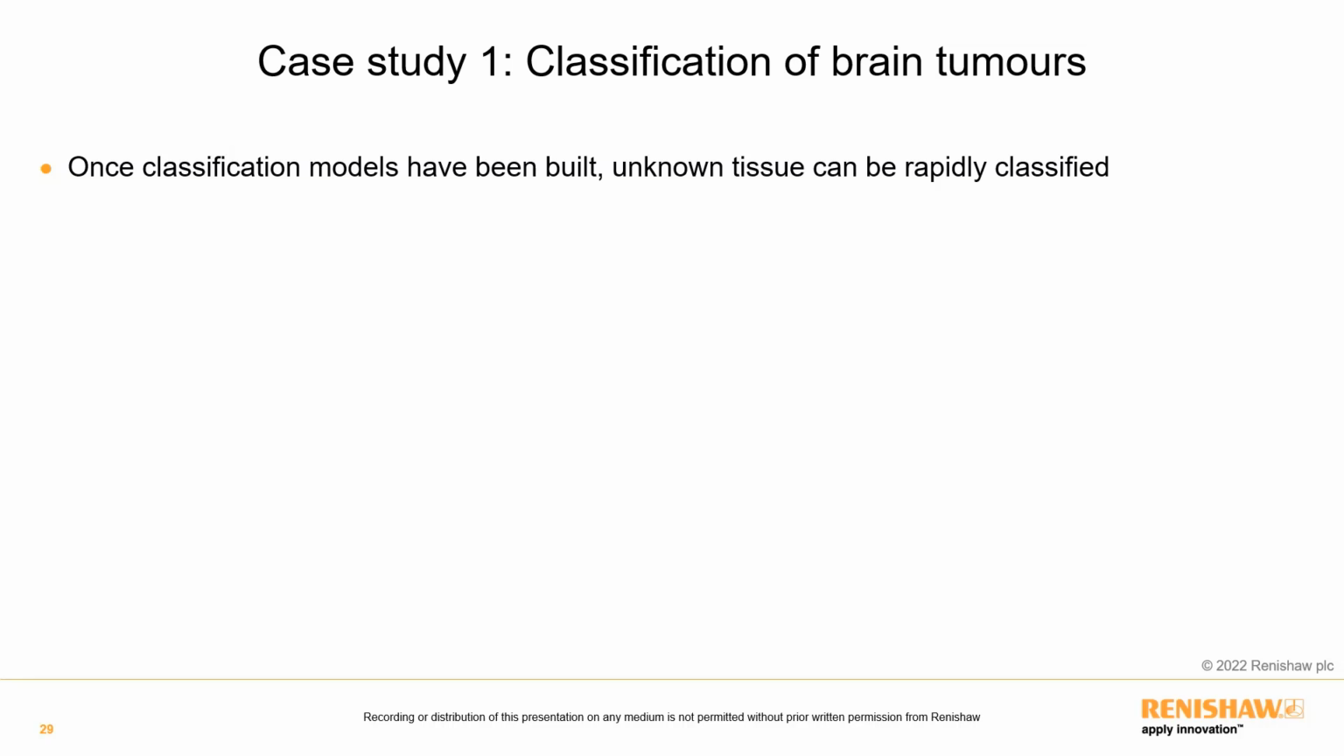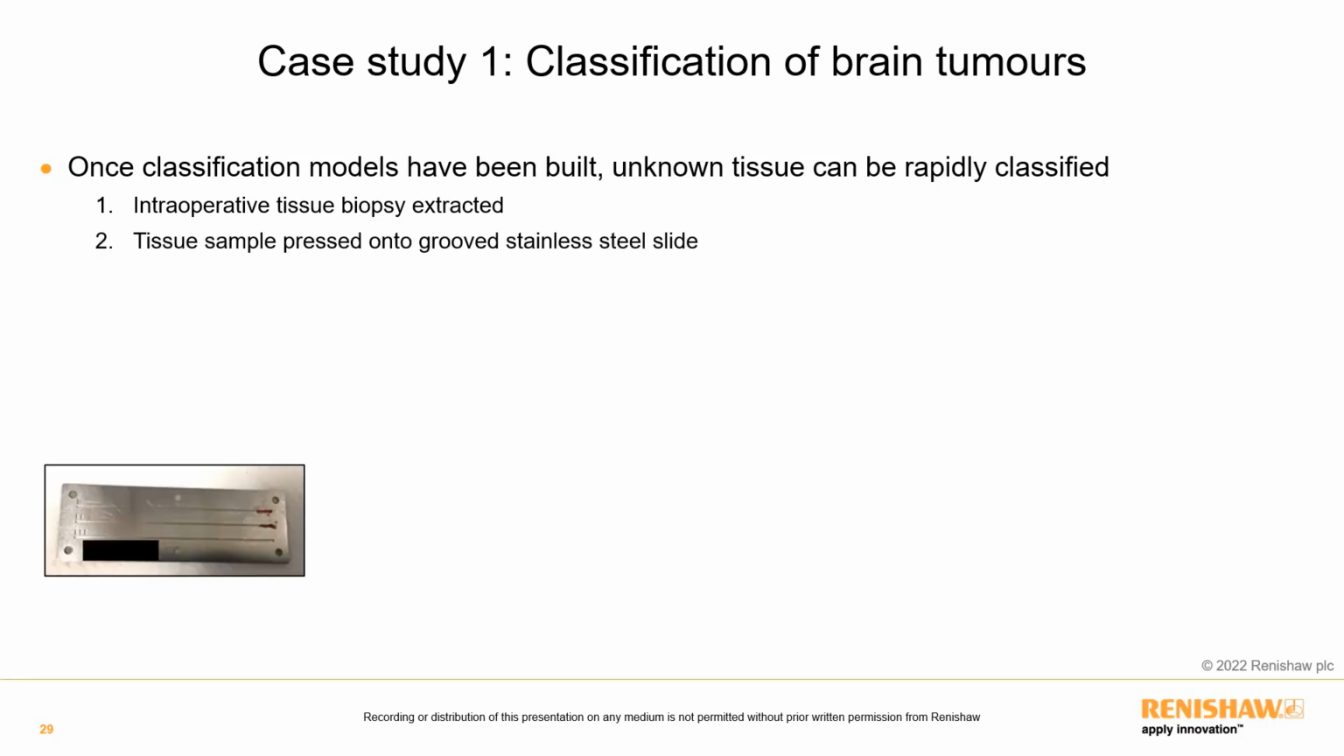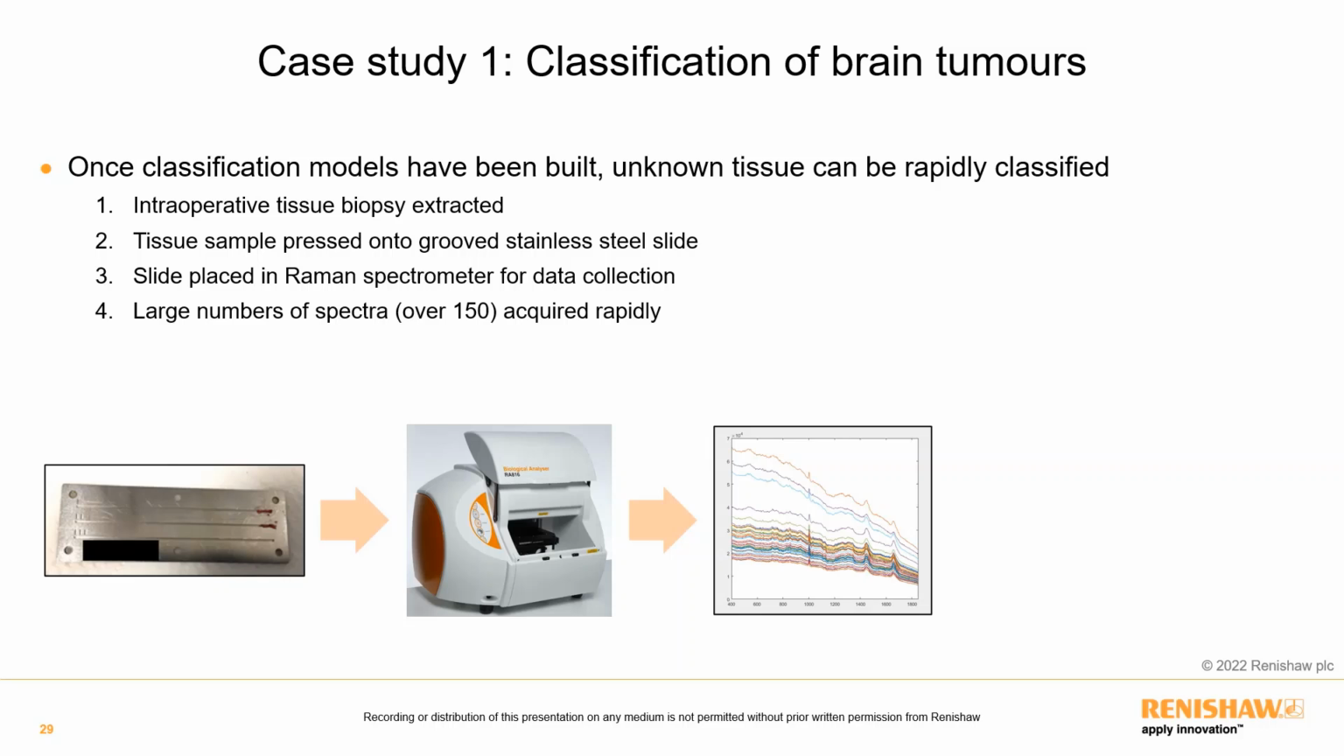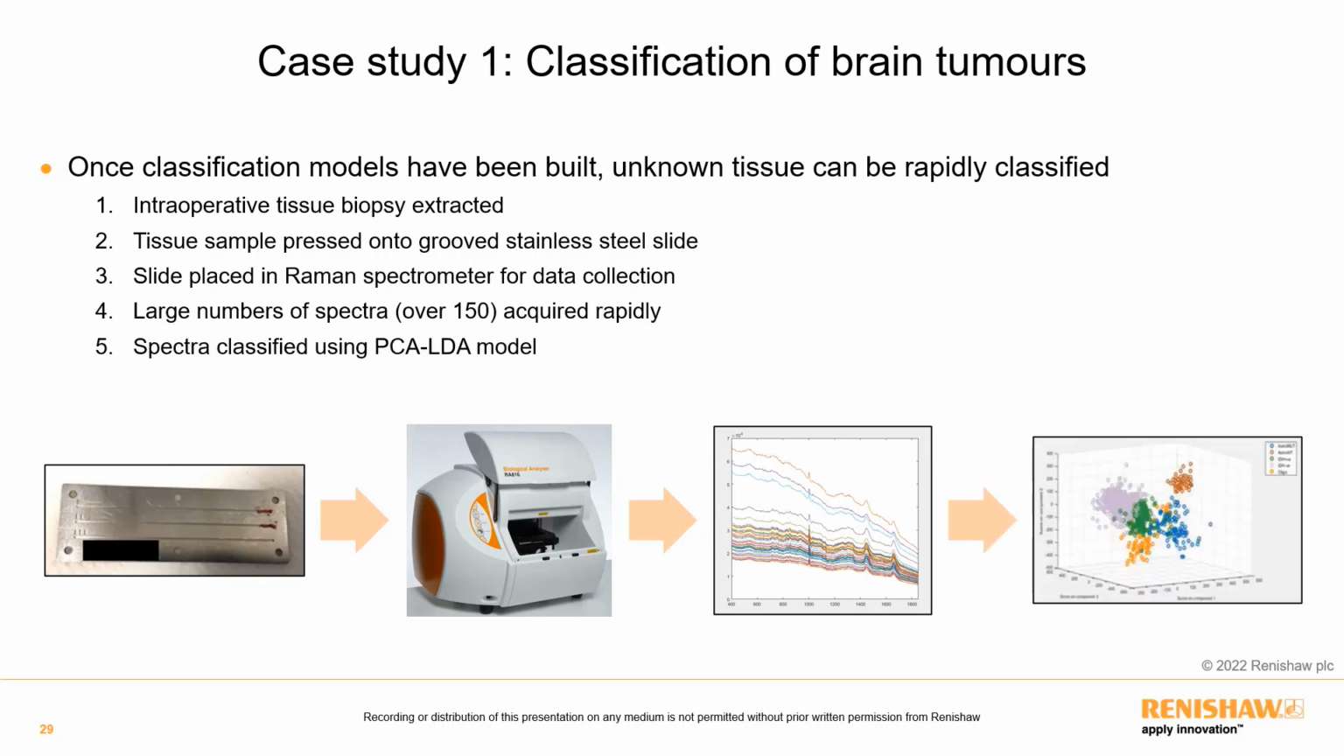Once classification models have been built, unknown tissue can be classified rapidly. A typical workflow for this would involve extraction of biopsy tissue, mounting the tissue on a grooved stainless steel slide, placing the slide in the spectrometer and collecting between 150 and 200 spectra, and then applying the classification model to characterize the tissue. By using the Renishaw biological analyzer, spectra could be collected very rapidly, and tissue samples could be classified in under 15 minutes. This rapid turnaround from biopsy removal to tissue classification offers the potential for real-time data generation. This could provide additional information to help surgeons identify tumour tissue and maximize their resection strategies.